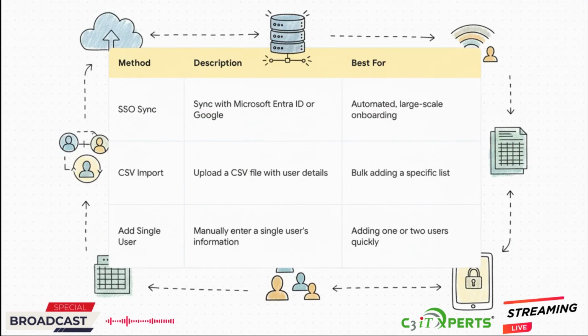For pure maximum efficiency, especially if you're already using Microsoft Entra ID or Google Workspace, SSO Sync is the best way to go. It just pulls users right from the directories you already have. Now, for adding a big, specific list of users all at once, the CSV import is perfect. And of course, if you just need to add one or two people on the fly, Add Single User gets it done in seconds.